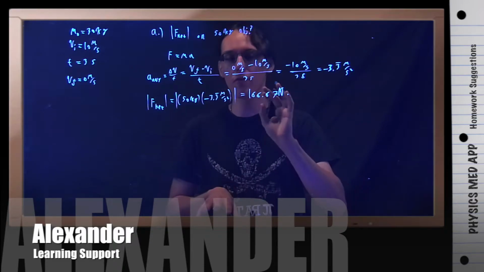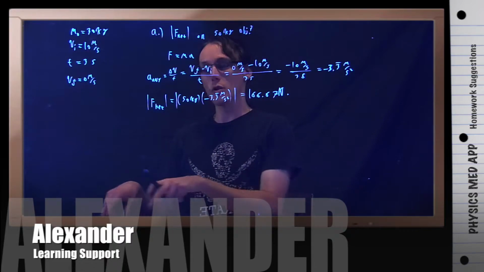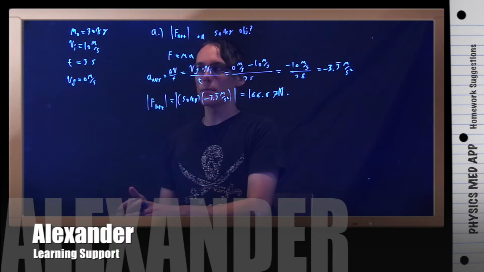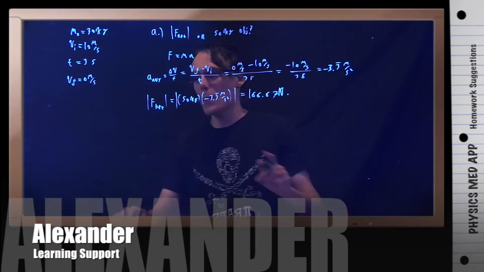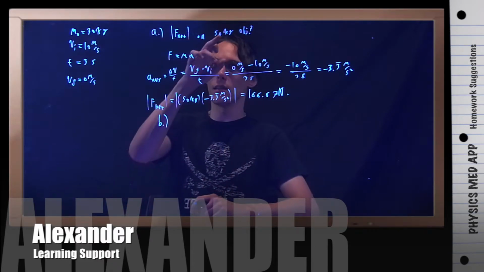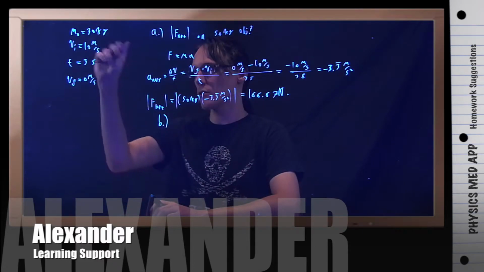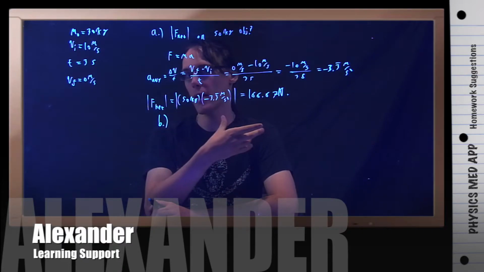And so that's the average net force that a 50 kilogram object that was going 10 meters per second, which stopped in 3 seconds, that's the average net force it would experience. Now, part B, I ask, how do these compare? These being this object, the 50 kilogram object, and the 30 kilogram object. How do the net forces on those objects compare?